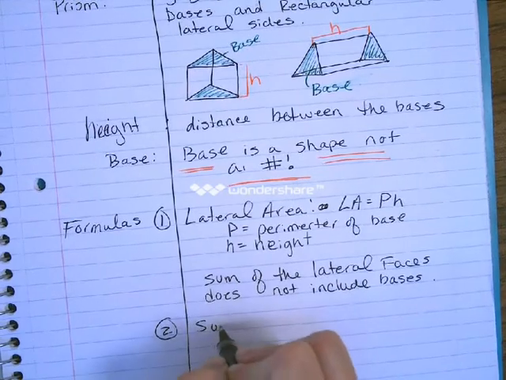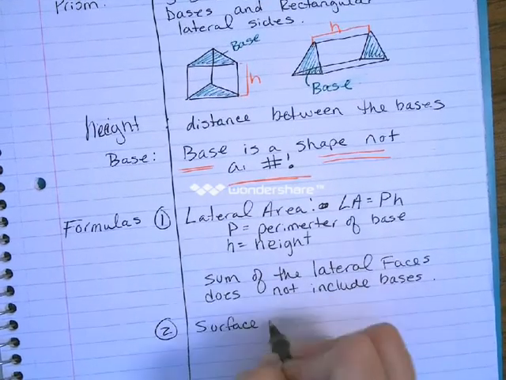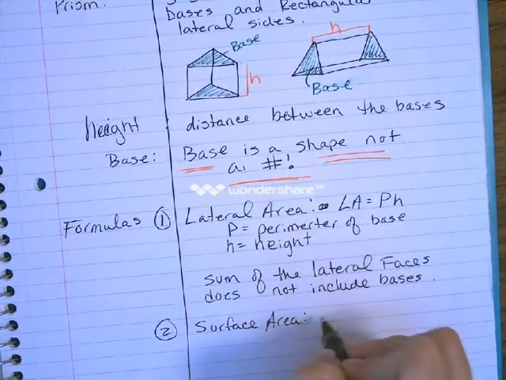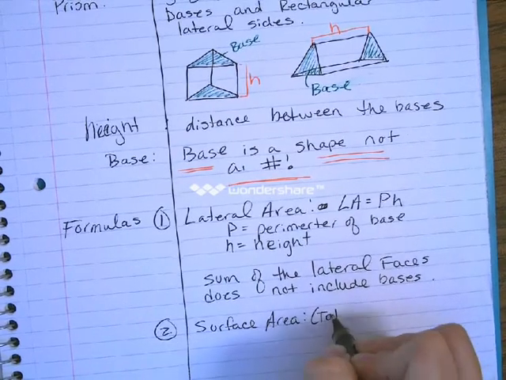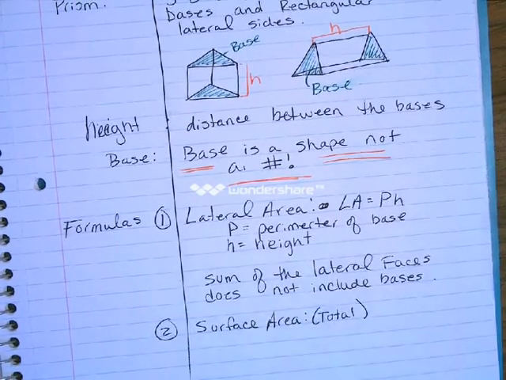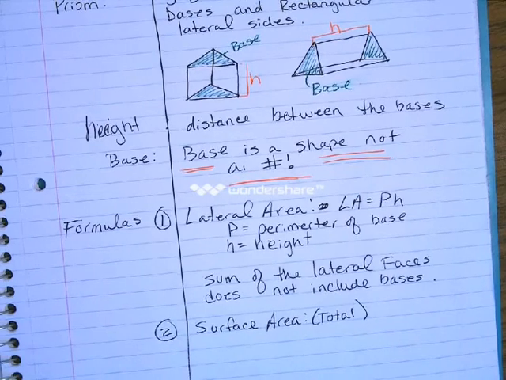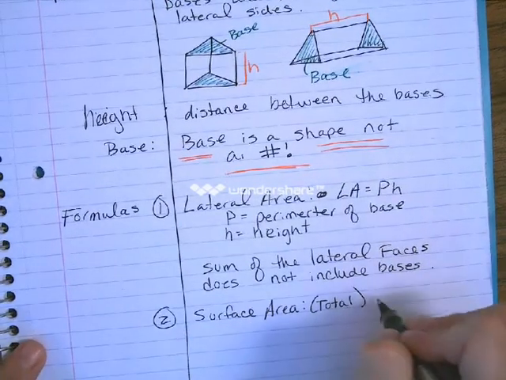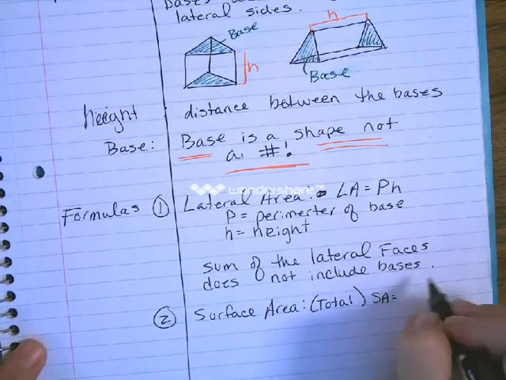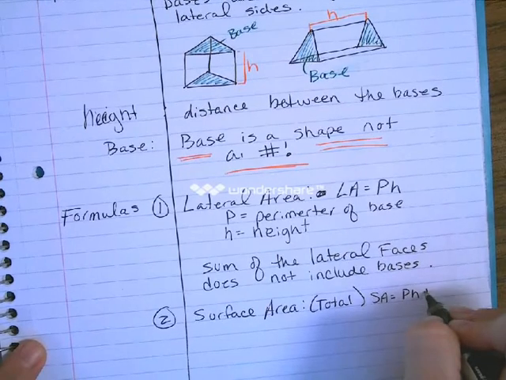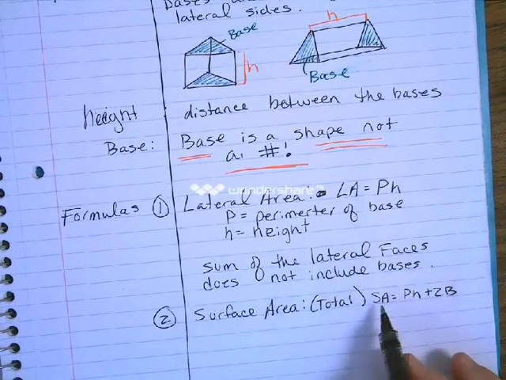If they ask you for surface area, they mean total, even though they don't really say it. Just assume that they mean total. So surface area equals PH plus 2B, which makes sense. To do the total surface area, you would just need the lateral surface area plus the two bases.